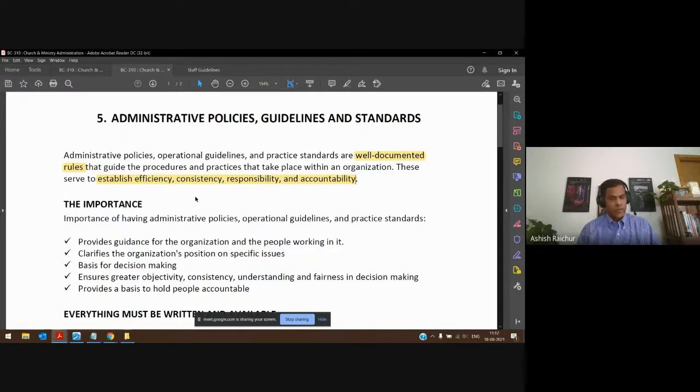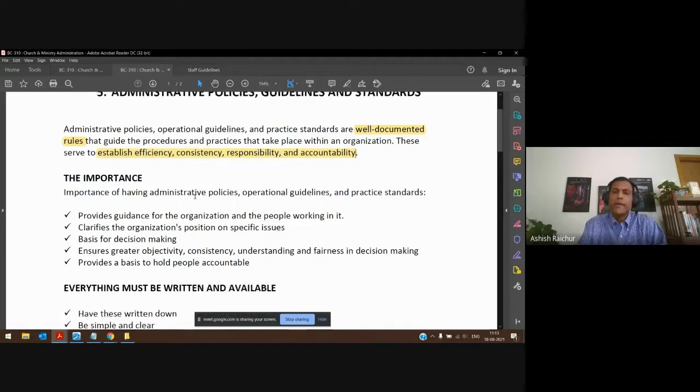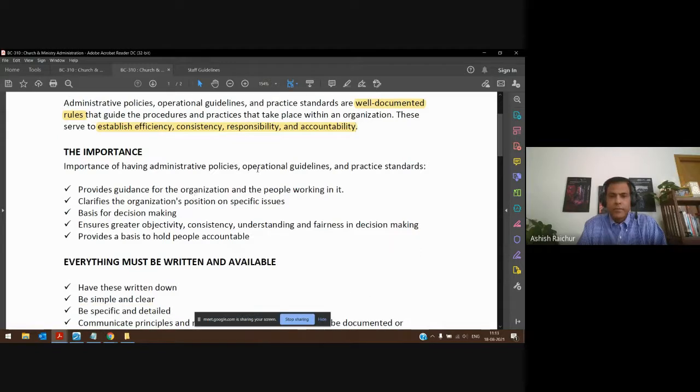People will have responsibility because it's all been written down. And there will also be accountability. That means we can hold people accountable for what happens. So why is it important to have these, what we're referring to as policies, guidelines, and standards documented? It will provide guidance to people. So if people have to make various decisions, it'll provide guidance.